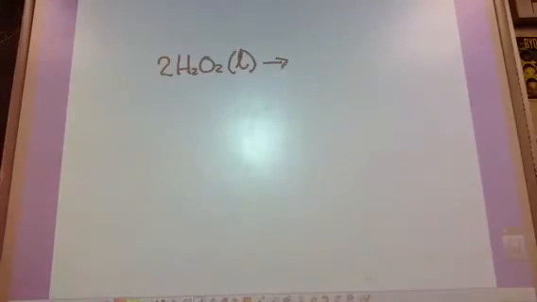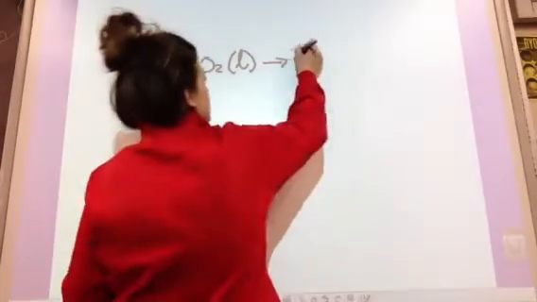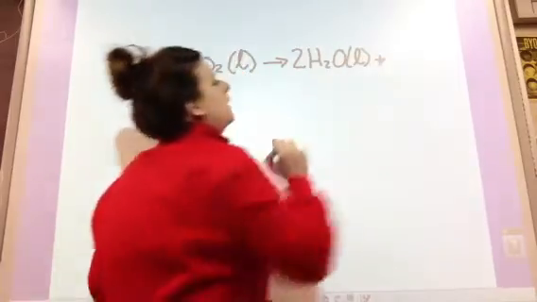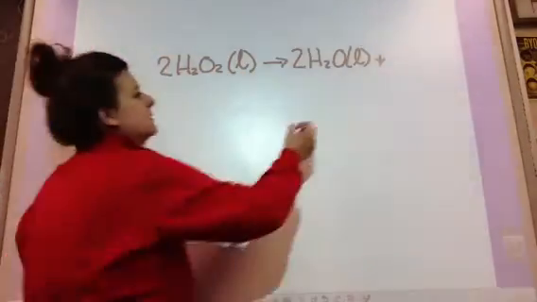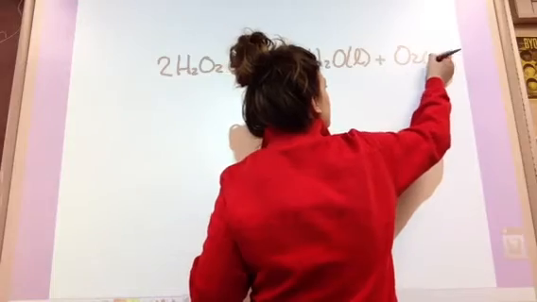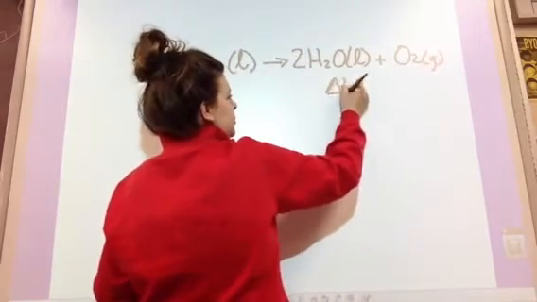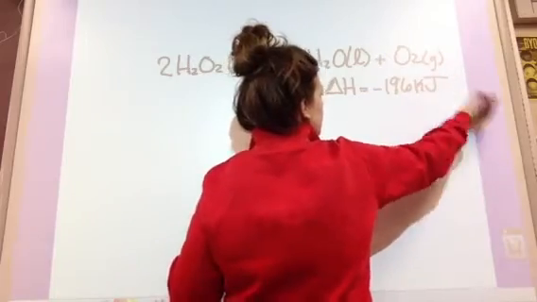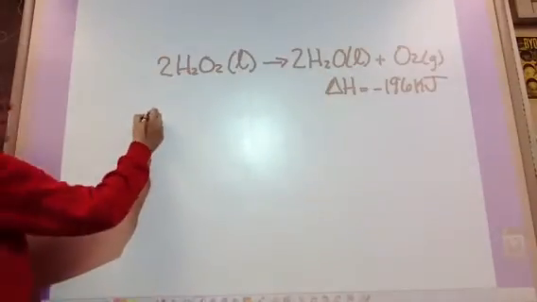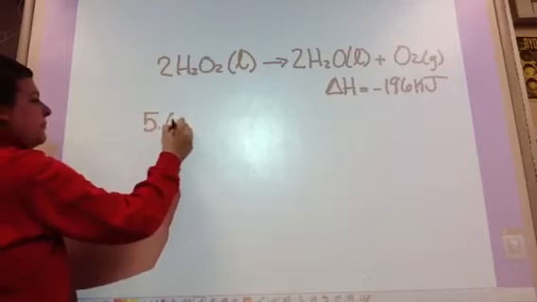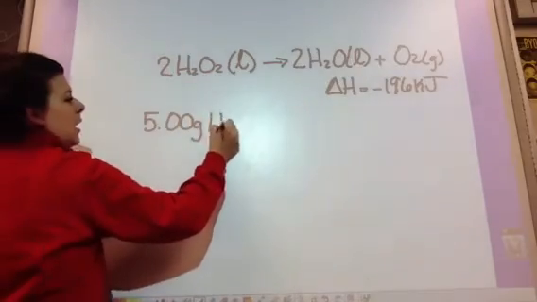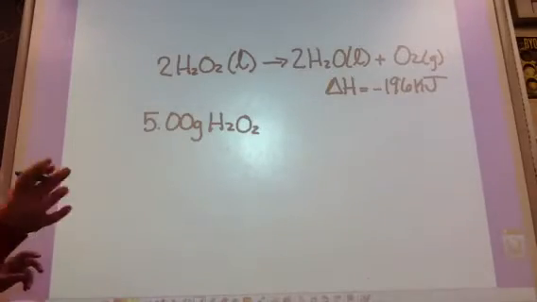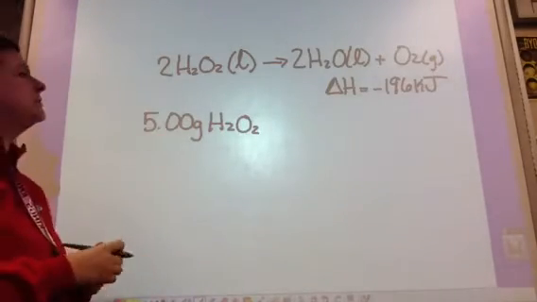Liquid is going to produce liquid water and oxygen gas. And my delta H was a negative 196 kilojoules. Okay, and we were wondering, if I started off with 5 grams of hydrogen peroxide, what would my change in enthalpy be then if I had 5 grams?